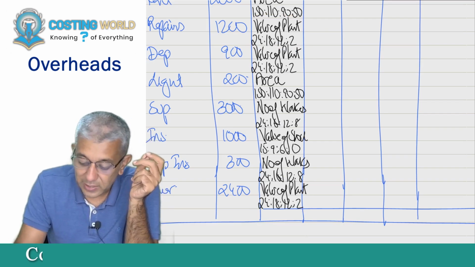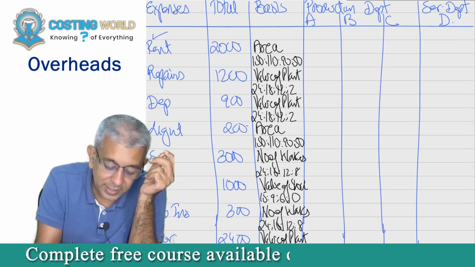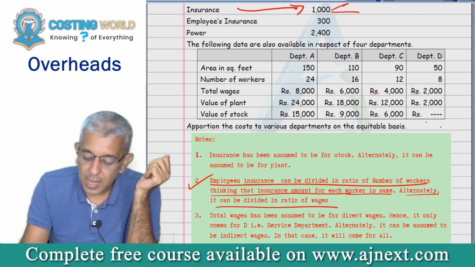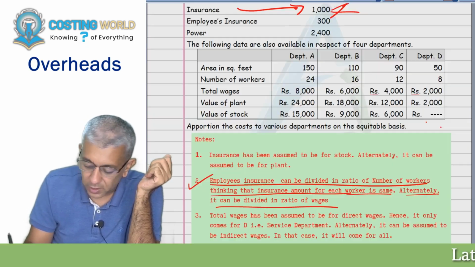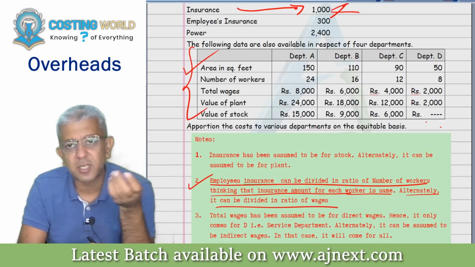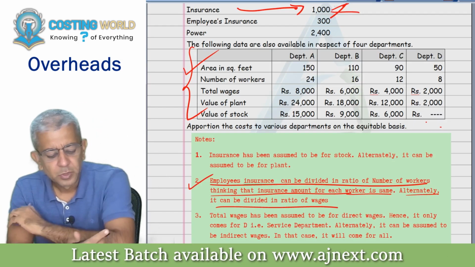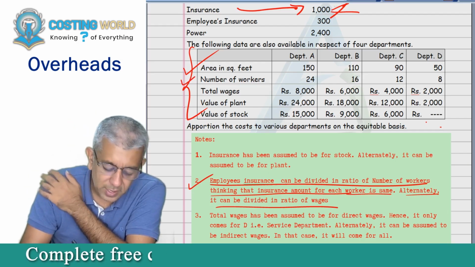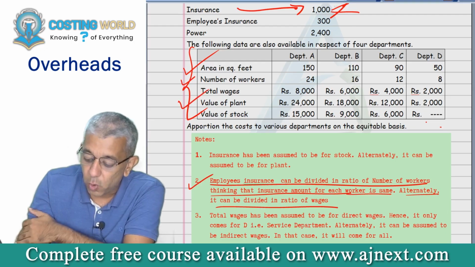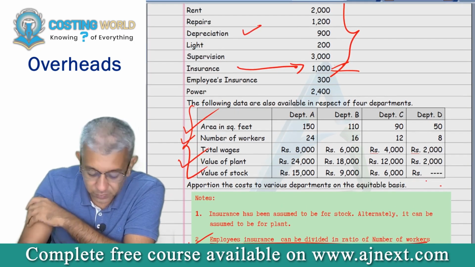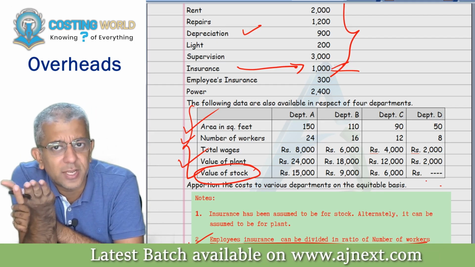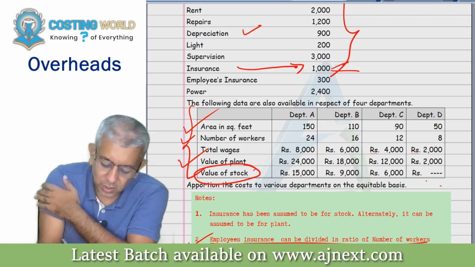Now, see, last thing. Why did I leave one line over here? Apart from all these particular costs which are given to you, this data is also there. Area, that is just a number, that's not a cost. Number of workers, that is not a cost. Value of plant, that is an asset. On asset, we have already written depreciation over here. Value of stock is an asset. It is not an overhead. It is not an expense here. So, total wages is left, correct.